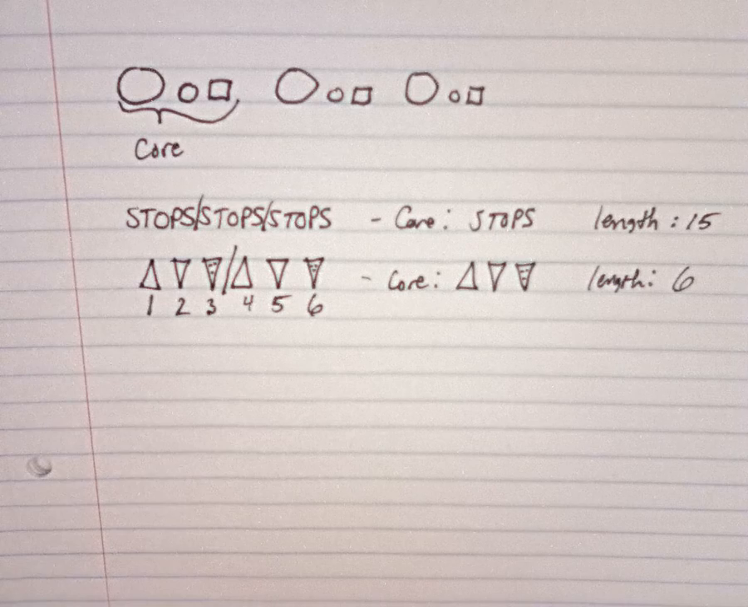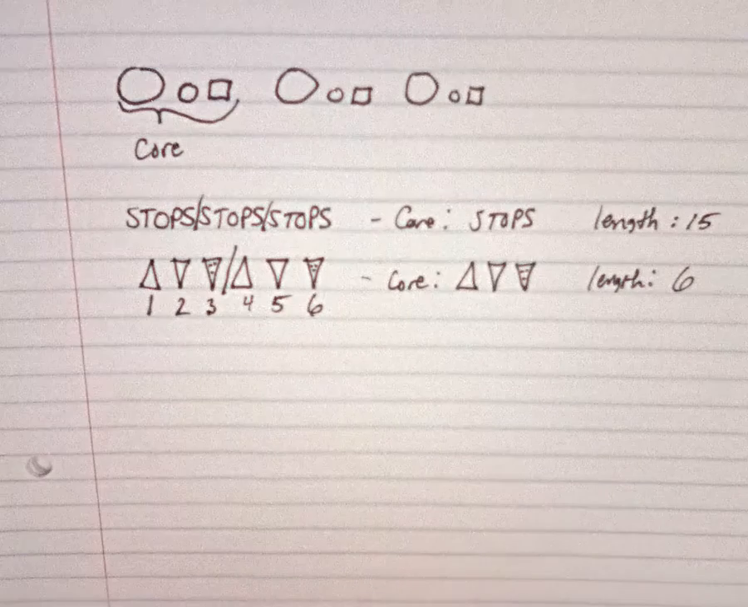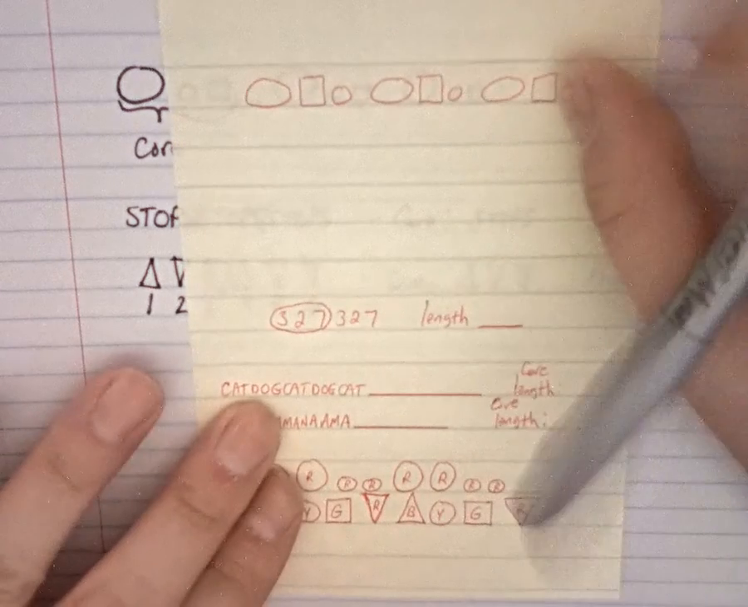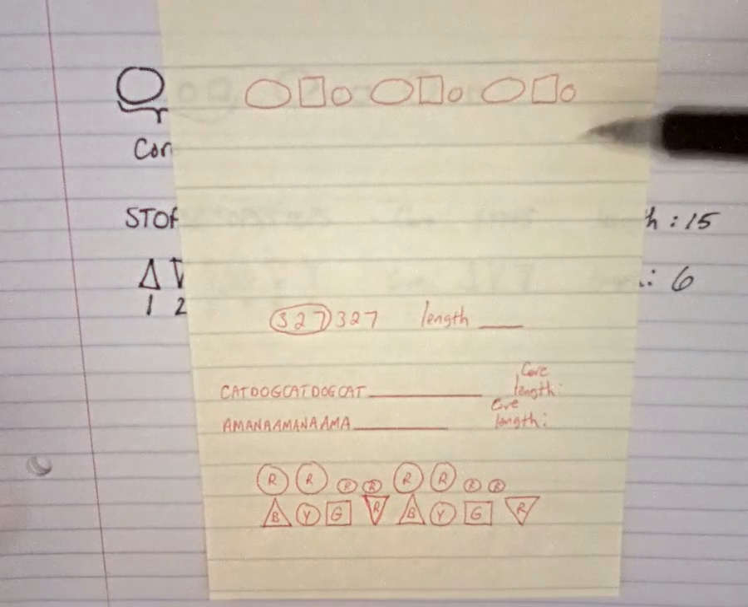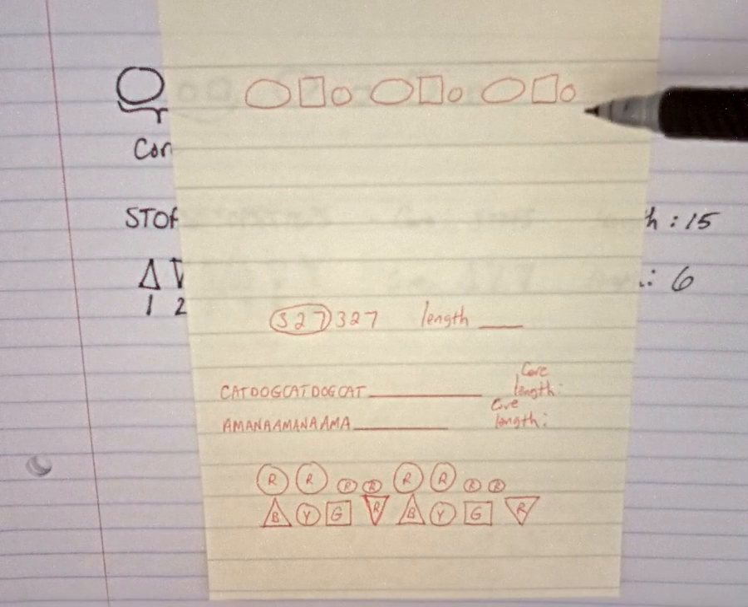So what we're going to do is we're going to use attributes, and we're going to figure out which attributes are changing. So I do have a little sticky note here. I hope you can see it well. So what attribute is actually changing in this?